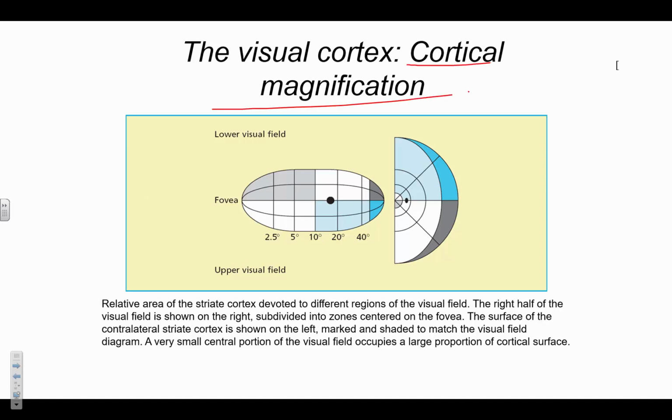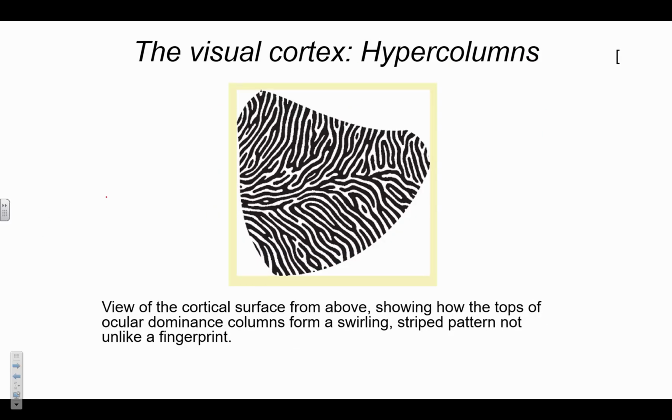Hey, who remembers that time we talked about cortical magnification? Here it is again. Again, the central little smidge of your vision is the most important part, so it gets the biggest part of your visual cortex, right? That's all you need to know.